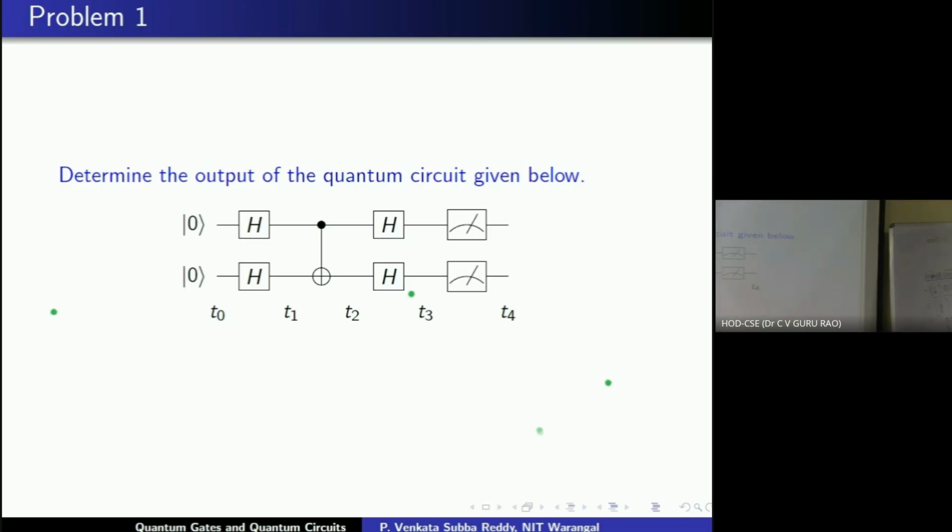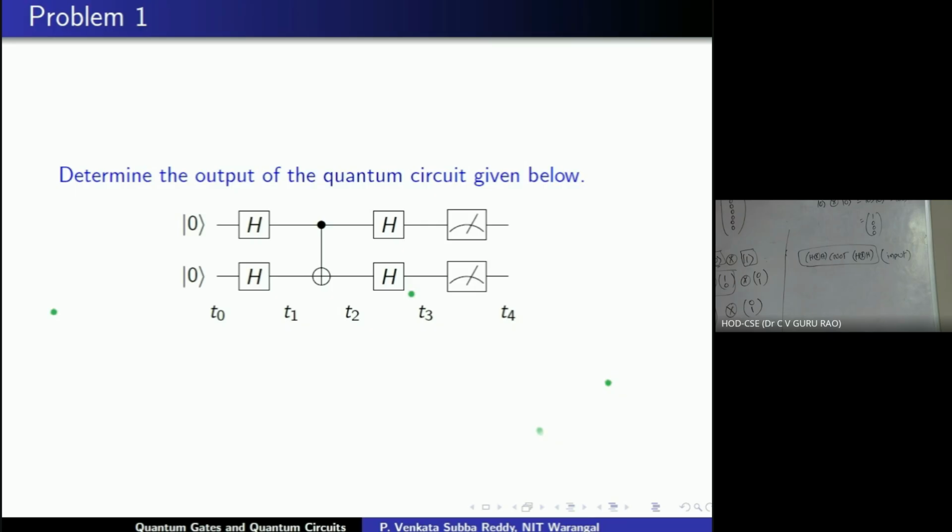First, which operation do we need to perform? Our input is here. What is the first operation? H tensor H. What is the second operation? CNOT. What is the third operation? H tensor H. You find this product; it is normal matrix multiplication only. After finding the tensor product values, do normal matrix multiplication.